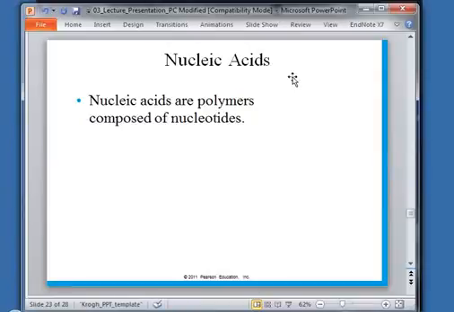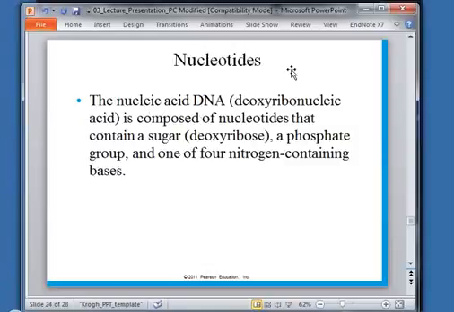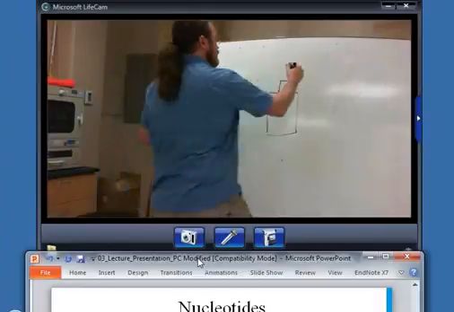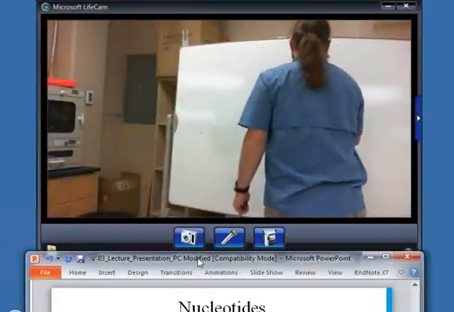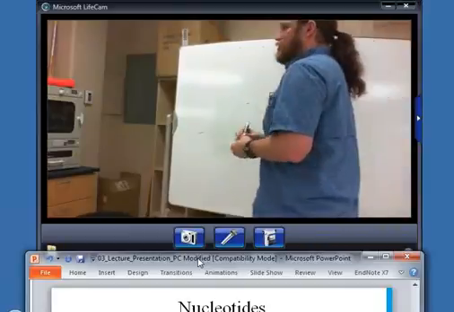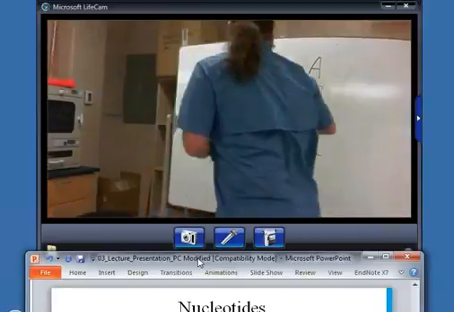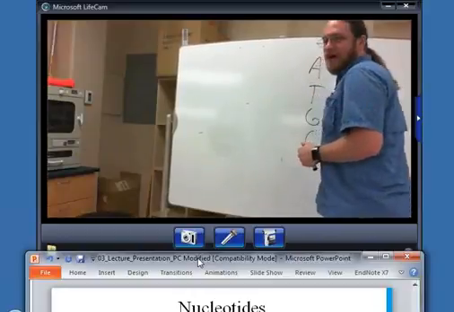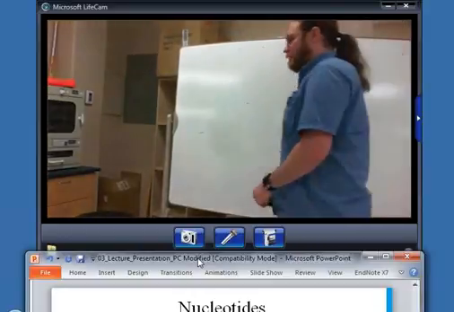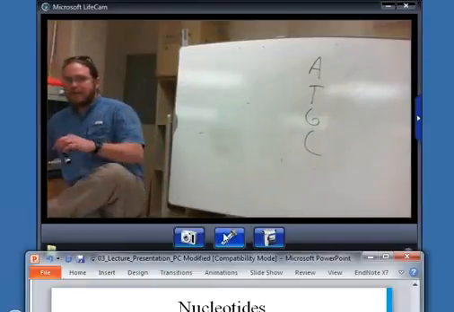Nucleic acids, I already mentioned them. They're polymers composed of nucleotides. DNA, known as deoxyribose nucleic acid, contains a sugar, a phosphate, and one of 4 nitrogen-containing bases. So DNA, deoxyribose nucleic acid. Those 4 possible bases are A's, T's, G's, and C's. You will see a great many of these in your upcoming chapters, particularly those on genetics.